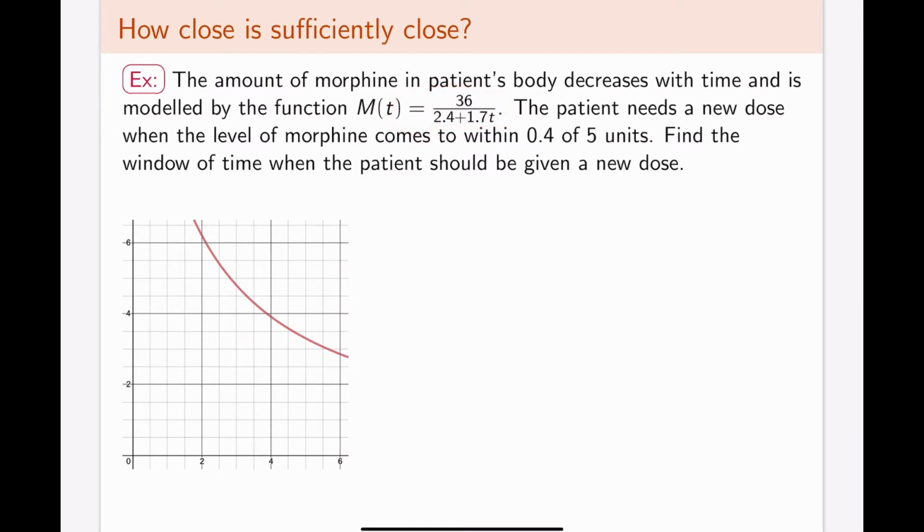What we know, too, is that our patient needs a new dose when the level of morphine comes to within 0.4 of 5 units. So already here we can think about what that actually means. Within 0.4 of 5 units means I need to be between 4.6, which is within 0.4 units of 5 on the smaller side, and 5.4, because that will be within 0.4 units on the other side of 5. Anywhere in between, and I know that I need to re-administer the dose. We are asked to find the window of time when we should actually be administering that new dose.